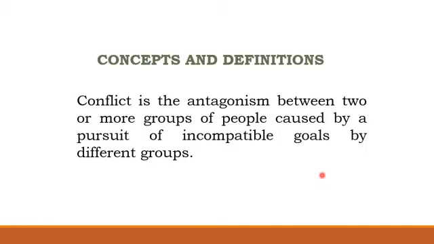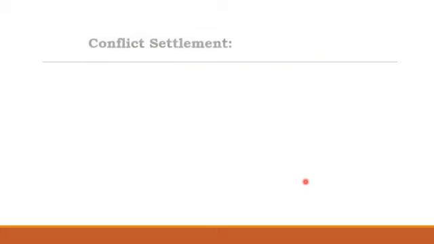Even at family level, at a micro level, people can have different goals or different ambitions which may result in them not agreeing or in a conflict. And conflict has different dimensions depending on the sources of conflict and on the goals of the conflict.